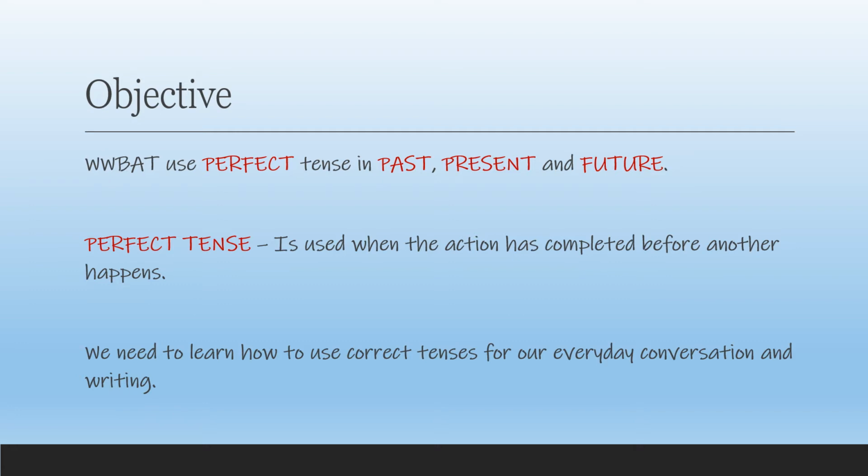Perfect tense is used when the action has completed before another action happens. We need to learn how to use correct tenses for our everyday conversation and writing. And that is the reason we are learning how to use the perfect tense.